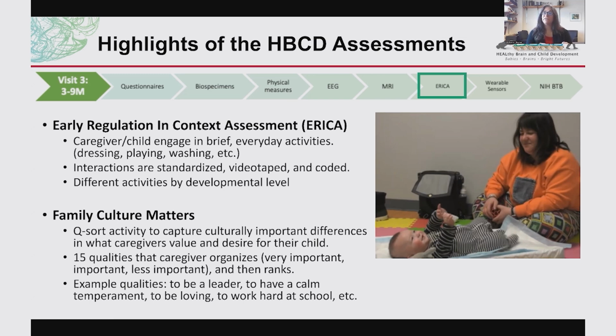And examples of the type of qualities are things like, how important is it for your child to be a leader, to have a calm temperament, to be loving, to work hard at school. And so I think this is really exciting because it lets us get an objective measurement of the person's values, and we can then see how that coding of the actual behavior fits into the values for that family. We also are beginning at this visit to get our first measures of cognition and language.